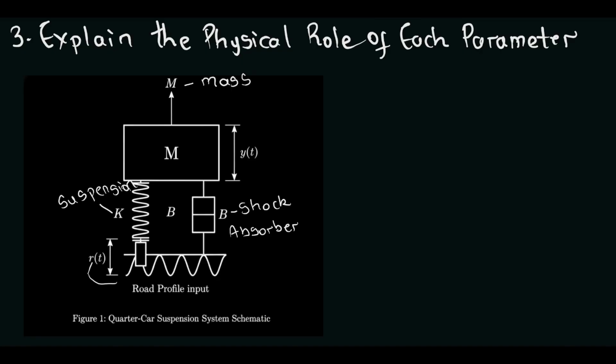Your R of t is your roll profile. It's a roll profile input. This is the external disturbance or input function. So it is the position or displacement of the road surface, like where your wheel is. Then your y of t is your car body displacement.